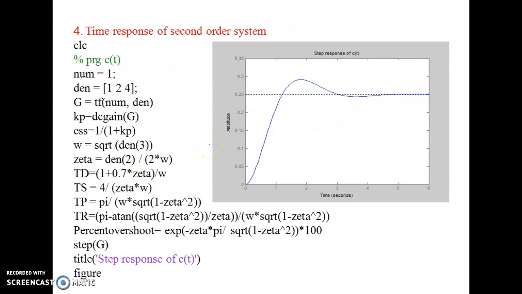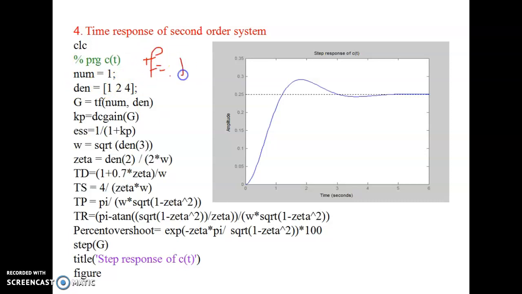Then we shall move on to the next experiment, that is the time response of second order system. In the second order system, in the theoretical part, we are discussing how to determine the parameters of a second order system. There are 5 parameters or 5 terminologies which are used for the standard second order system transfer function: delay time, rise time, peak time, maximum peak overshoot, and settling time. So if you know all those formulas, they can be rewritten as commands in the MATLAB program. So here the transfer function is given for the second order system.